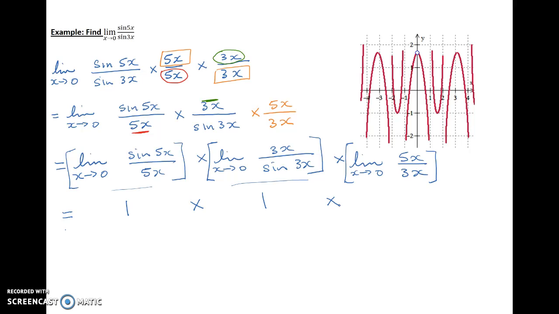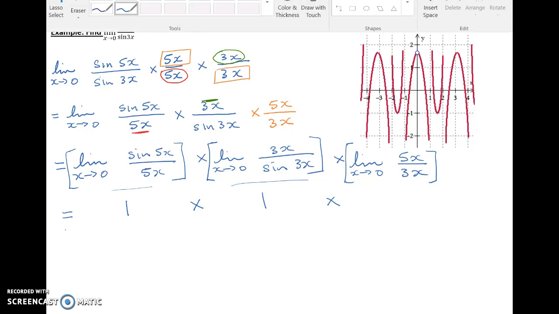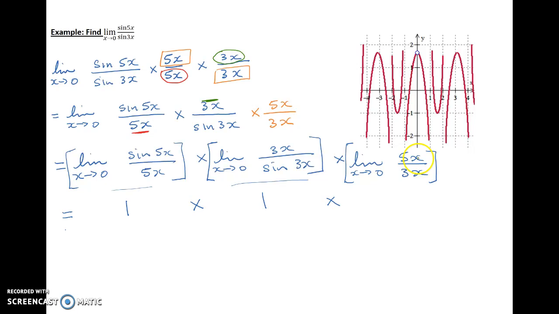Now if we look at the term on the end, we have the limit as x approaches 0 of 5x over 3x. If we substitute there, we get 5 times 0 over 3 times 0, which is indeterminate. But I think it's obvious that the x's here will cancel out. And so we're just getting the limit as x approaches 0 of 5 over 3.